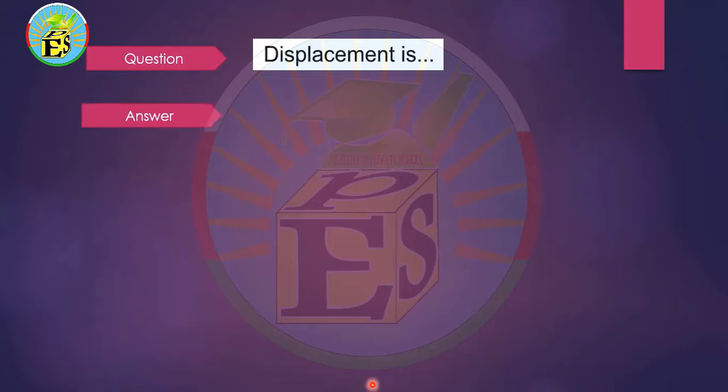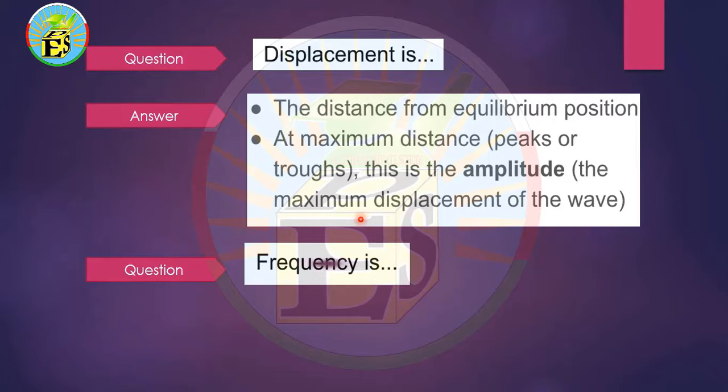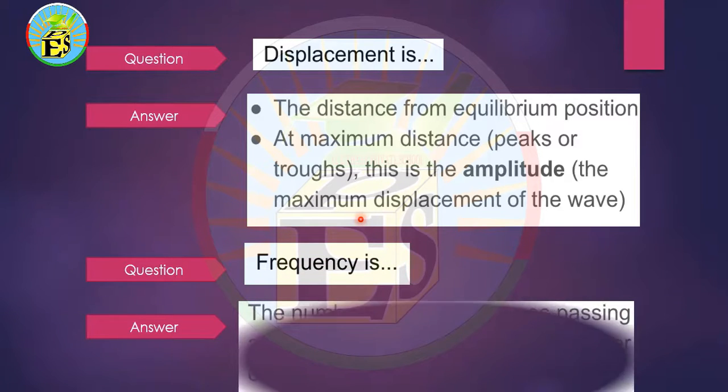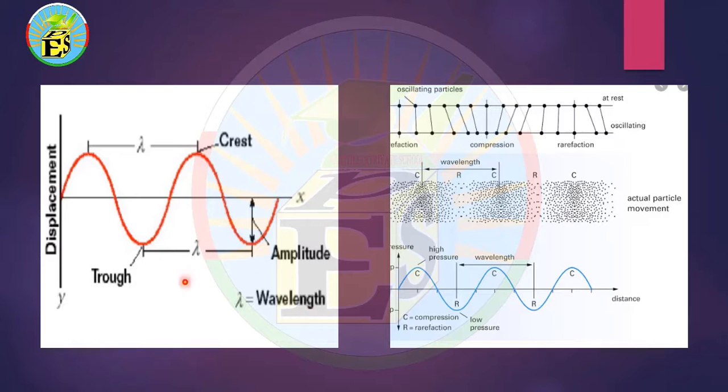Displacement. What is the displacement? Displacement is the distance from the equilibrium position. At maximum distance, at peaks or troughs, this is the amplitude, the maximum displacement of the wave. Frequency is the number of complete waves passing a given point per second, or the number of waves per second produced by a source. This is an example of a transverse wave, and this is an example of a longitudinal wave.